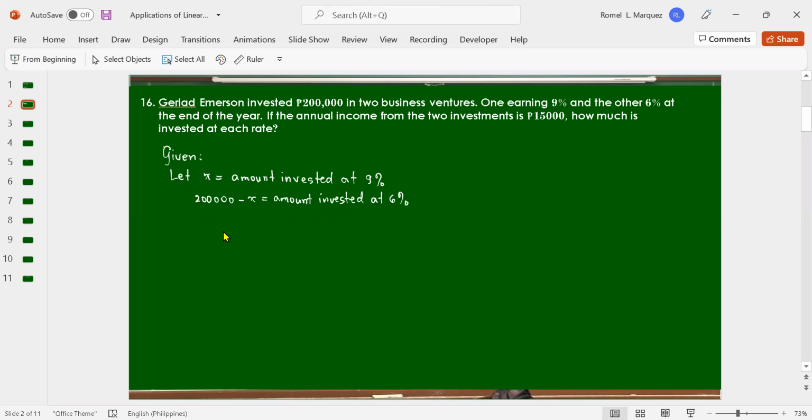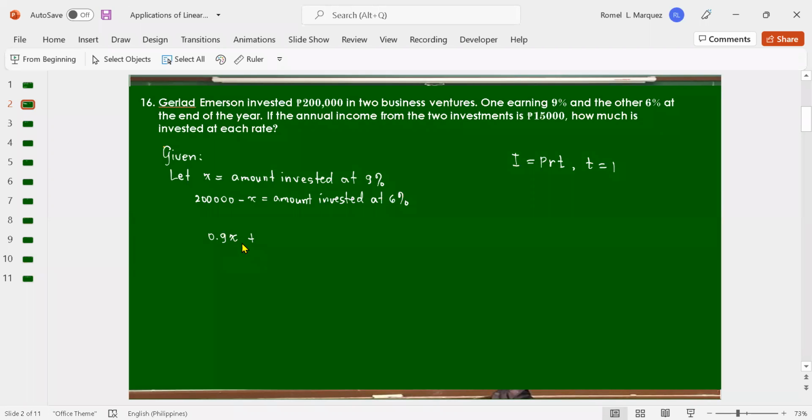So, and do you know that in your GenMath, interest is equal to what? PRT. So this is a 1 year investment, so our T here is equal to 1. Okay? And the total interest will be the interest for the investment X at 9%. So at 9%, that is 0.09 times the principal. How much is the investment? X. And then times 1.